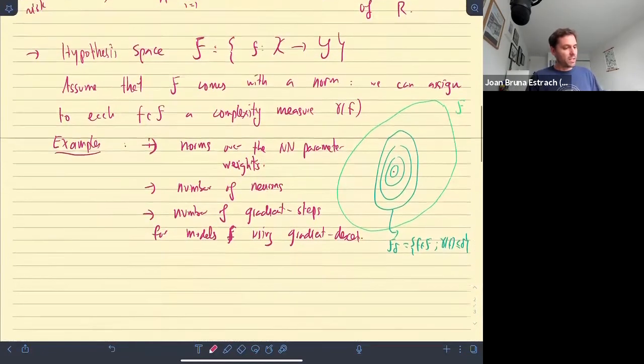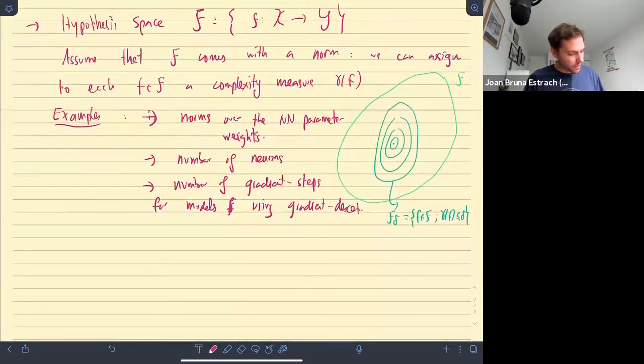Okay, so these are just the basic ingredients, and please let me know if there's any question. I insist. I don't have a good calibration of whether what I'm saying is familiar to everyone or not. But I guess I have a question here. Good.